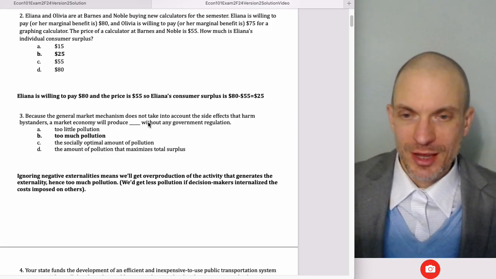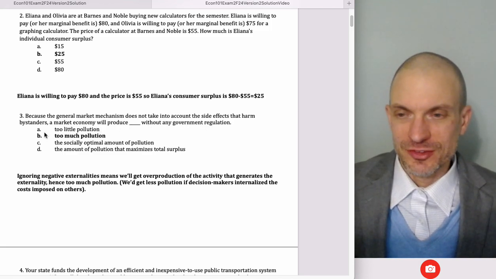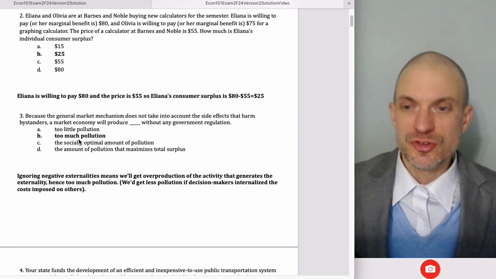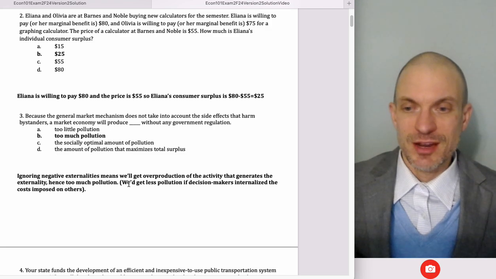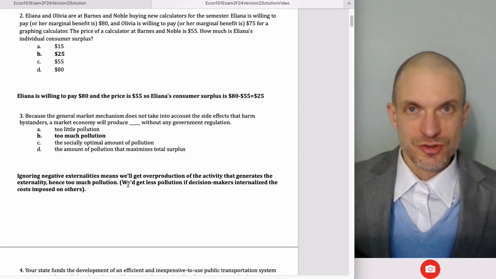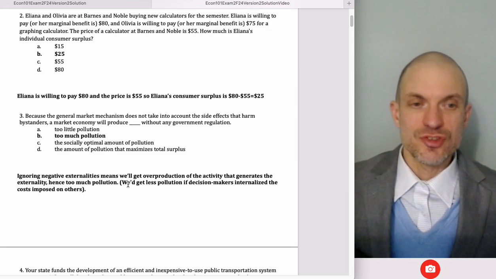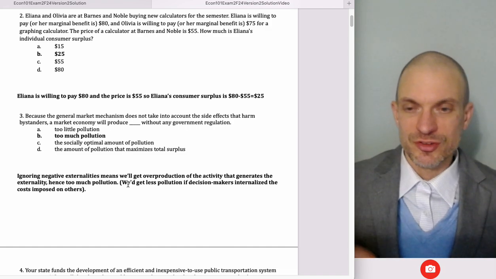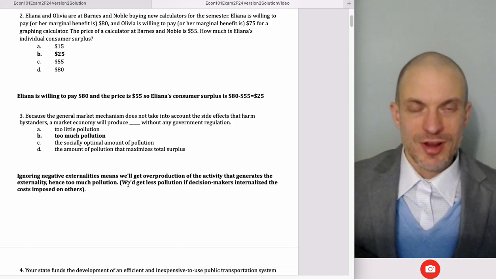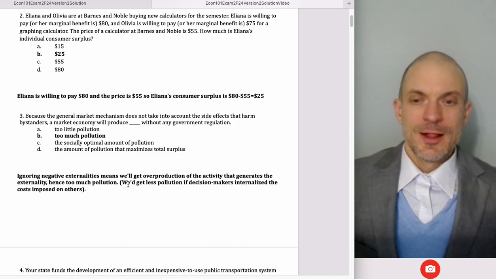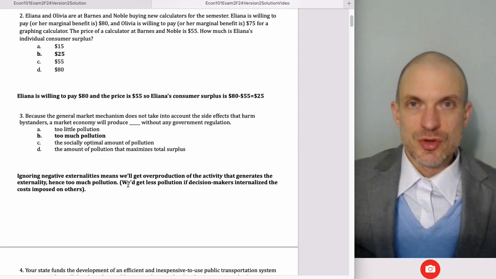Because the general market mechanism does not take into account the side effects that harm bystanders, so externalities, a market economy will produce too much pollution without government regulation. So the idea is if you ignore the negative externality, you get overproduction of whatever is the primary activity that generates the externality, the spillovers to bystanders. So if there's a negative externality, you get overproduction. If there's a positive externality, you get underproduction when the market's left to its own devices.